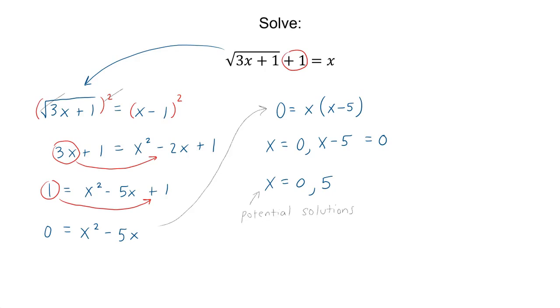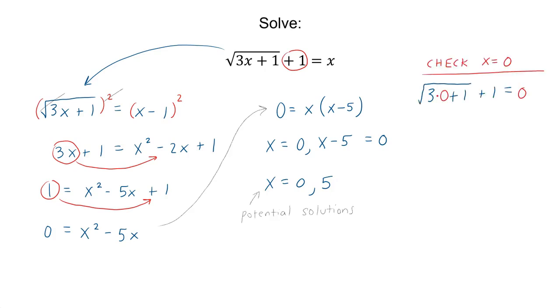Now the reason I'm calling these potential solutions is because we squared both sides of this equation to get those solutions. Anytime we square both sides of an equation to solve it, that might introduce extraneous solutions. We need to check x equals 0 and x equals 5 to make sure that they both are actual solutions to this equation. They might be, they might not be, but the only way we're going to know for sure is to check them. Let's check x equals 0 first.